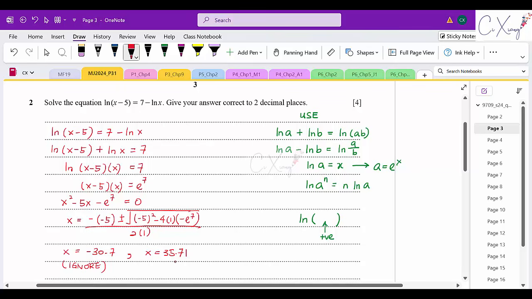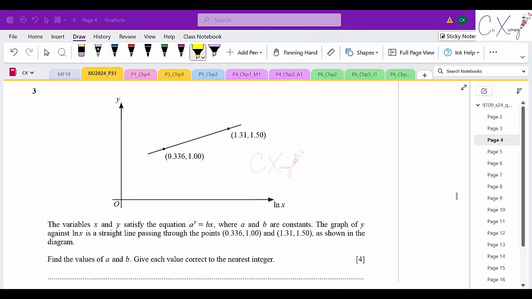Okay, then you try to substitute 35.71 into the bracket that involves the ln. If you successfully get the value, that means we should accept this as the answer and we should ignore the negative value. Alright, so this is how we solve question number 2. Okay, so question number 3.